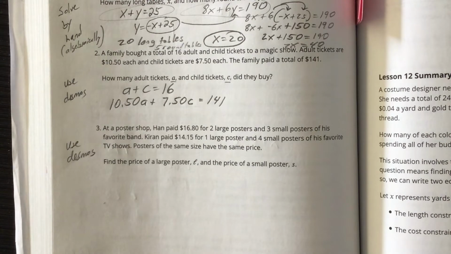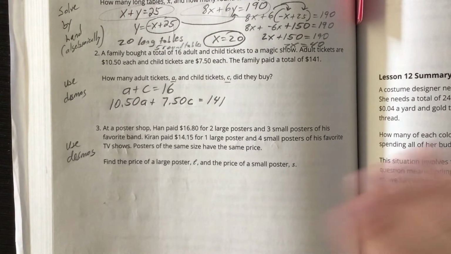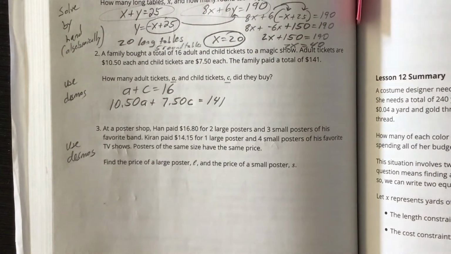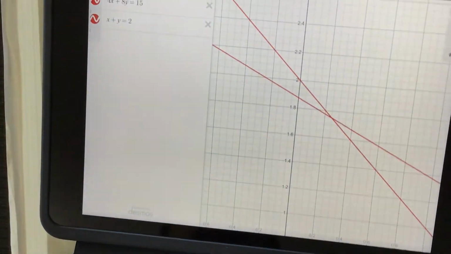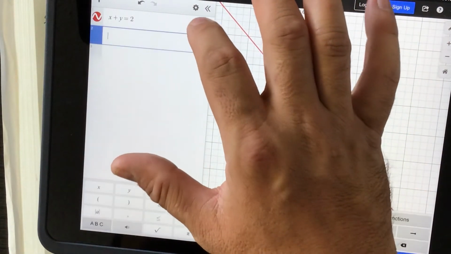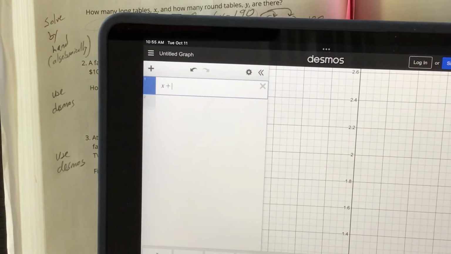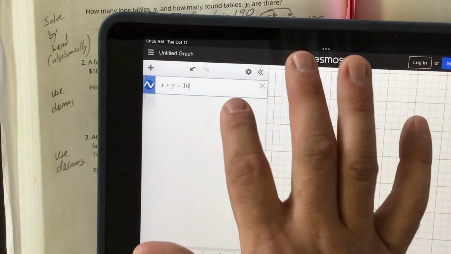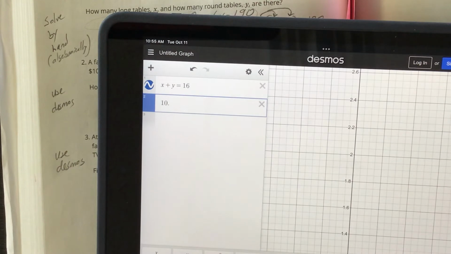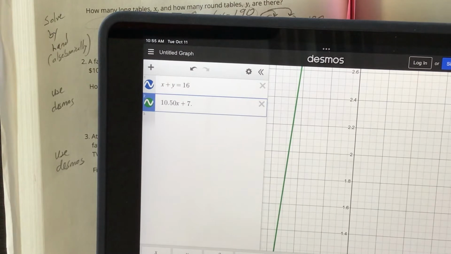So now, Georgia, you asked what we're going to do. We're going to find out when we have 16 tickets and it costs $141. So we're going to plug those into Desmos. I don't believe it's going to like A and C, so I'm just going to use X and Y. So X plus Y equals 16. And what was it, 10.50X plus 7.50Y equals 141.